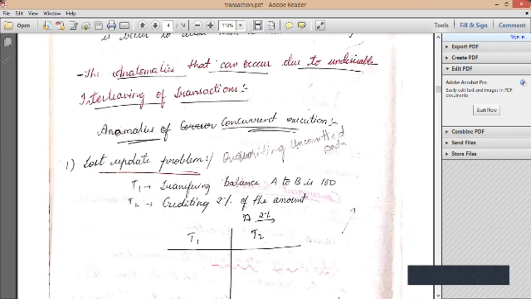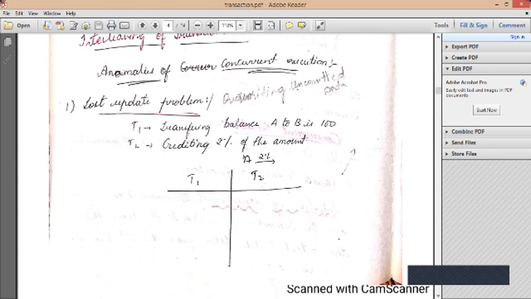Now, when we are doing context switching, there are some anomalies which happen. What do we mean by anomalies? There are some conflicts that actually happen here. As we have already said, read-read is not a conflict. Read-write is a conflict, write-read is a conflict, and write-write is a conflict.